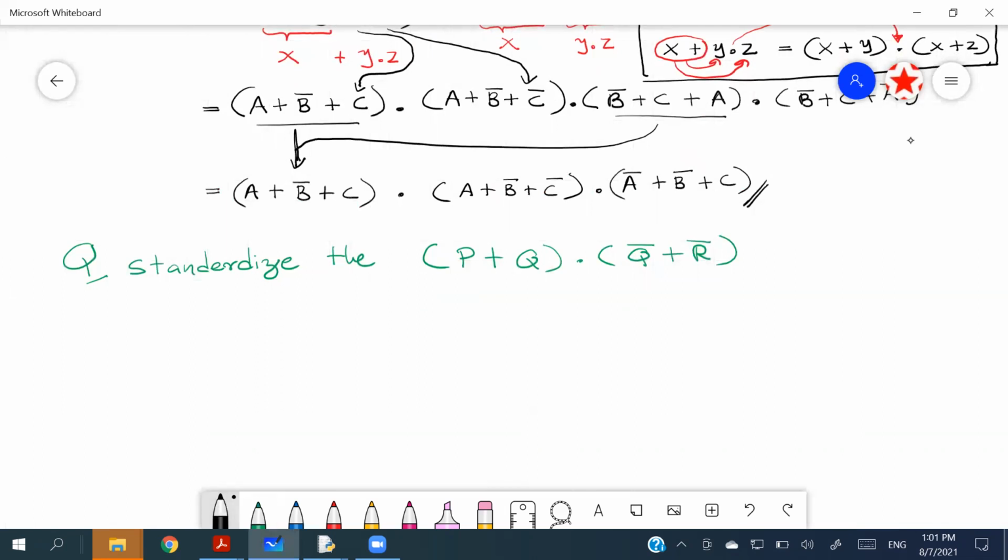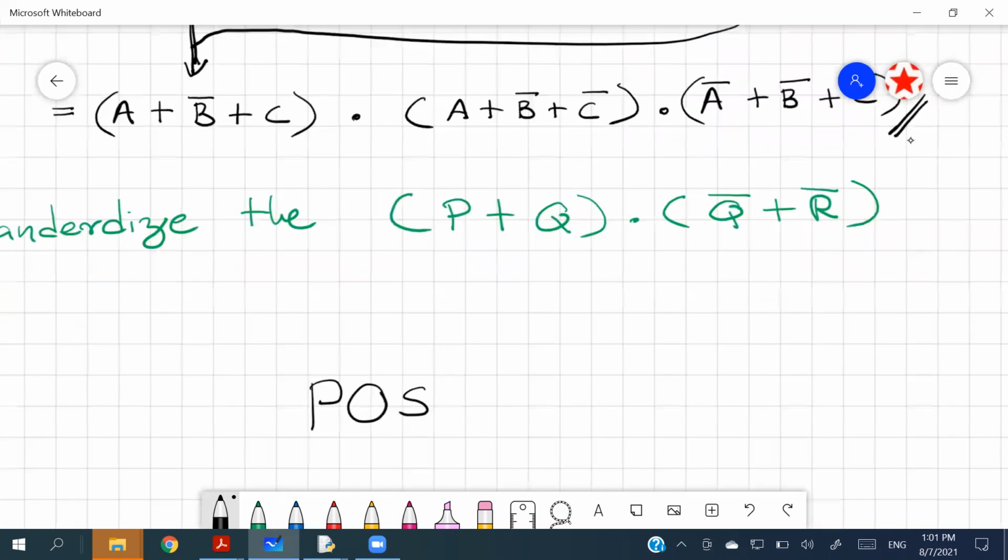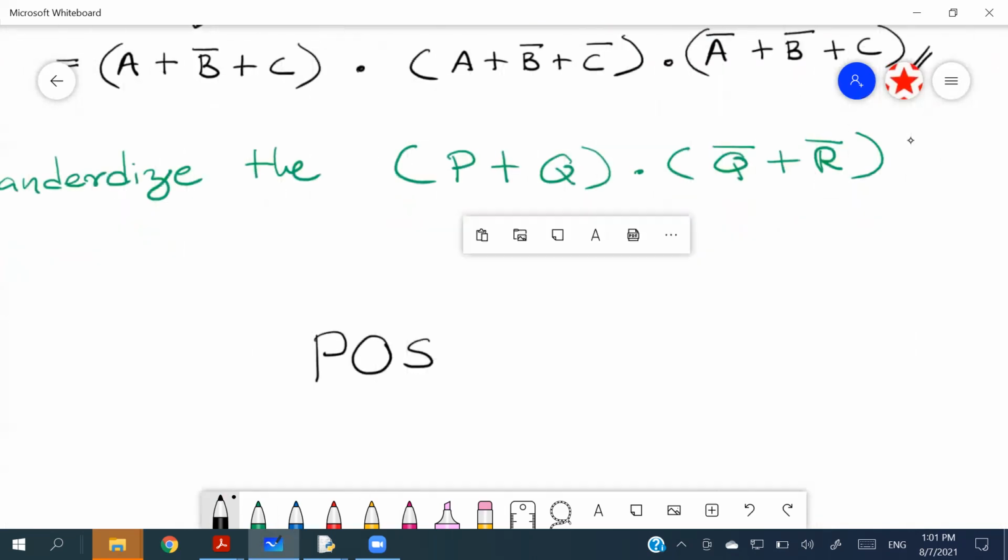මේ conversion එක කරන්න පුළුවන්. You can convert a POS into a SOP as well as SOP into POS.